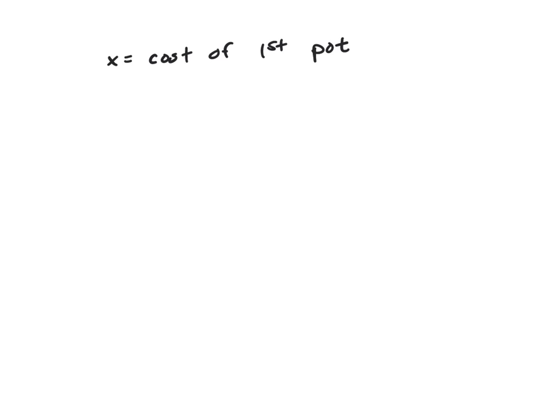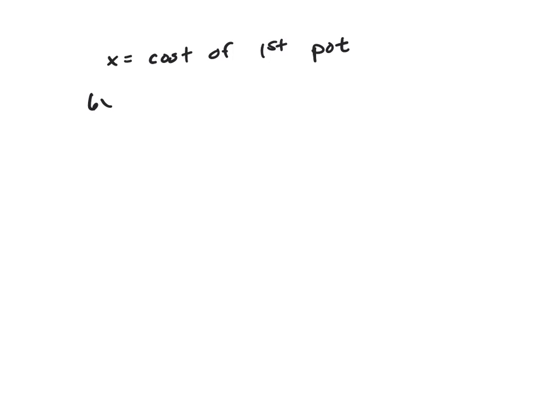So Mark buys 6 flower pots. He spends a total of $8.25, and each pot costs 25 cents more than the next one below its size. Okay, so they're going up by 25 cents. So let's let X be the cost of the first flower pot.